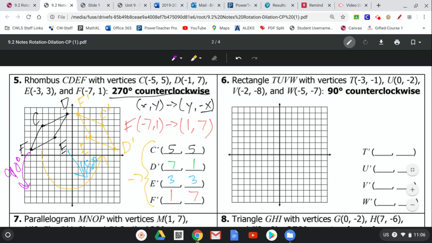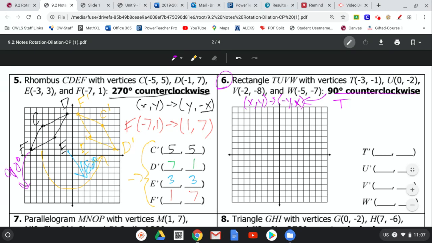So the next thing that I want to do is go through some of the practice problems that you guys are going to be working through. All you have to do is you don't really have to plot it. You just have to figure out what the coordinates are going to be. So if we're looking at number 6 here, and we take T, and the rule for 90 degrees counterclockwise, and this is where you want to have the rules handy, is going to be (x, y) changes to (-y, x). All right, (-y, x).